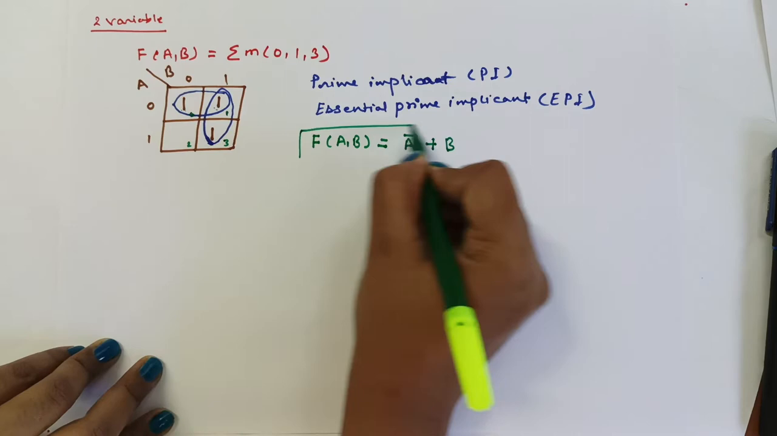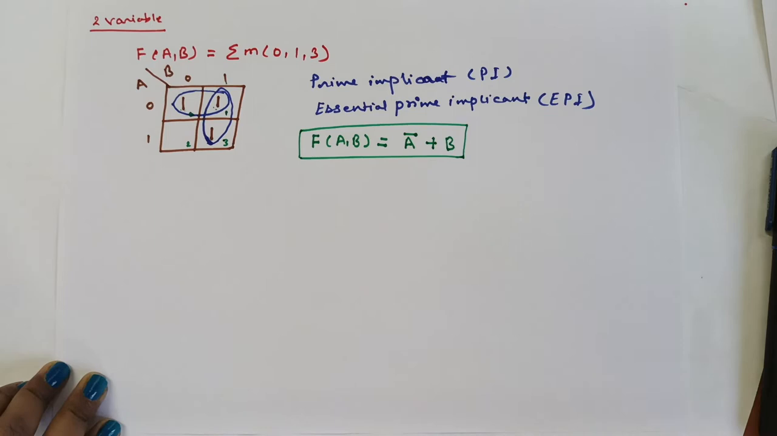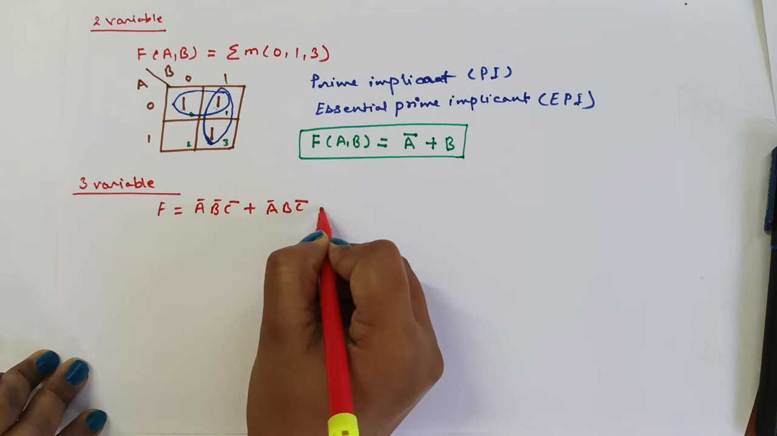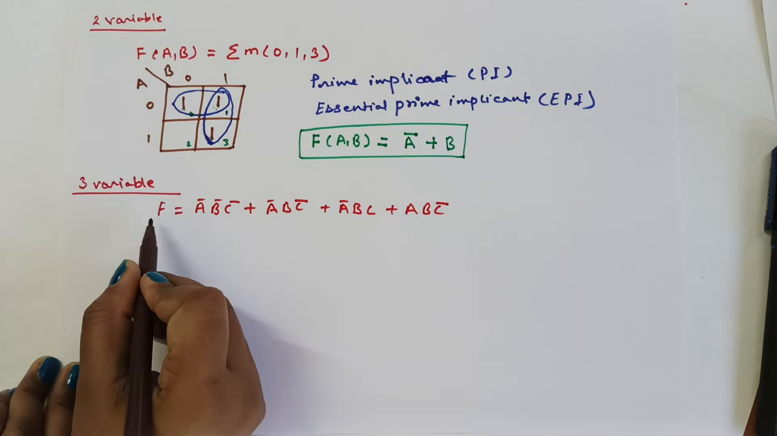Now we will see the K-map solution for a 3 variable Boolean expression. Suppose we have a function of 3 variables A, B and C given as this. So since there are 3 variables, we need to draw the K-map with 8 cells.